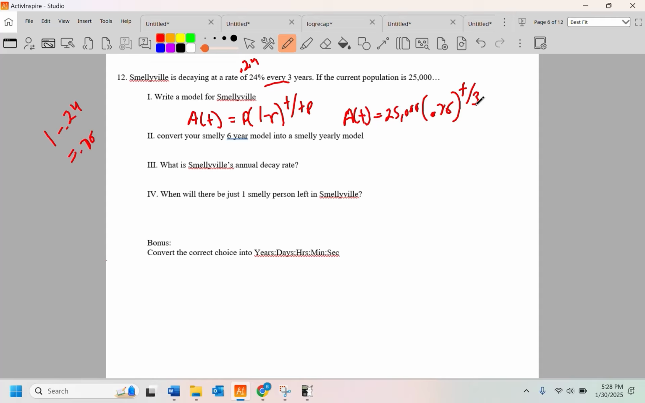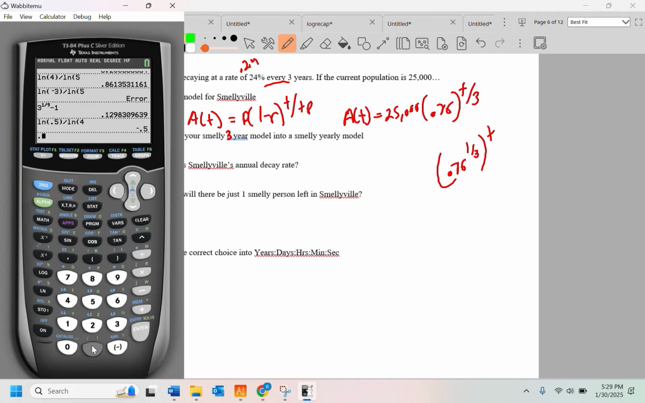Convert your smelly 3-year model into a smelly yearly model. So what we're going to do is take that 1/3 and move it inside, leave the t on the outside. We're going to find the cubic root of 0.76. I'm going to get 0.9126.